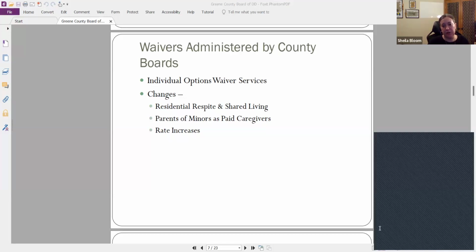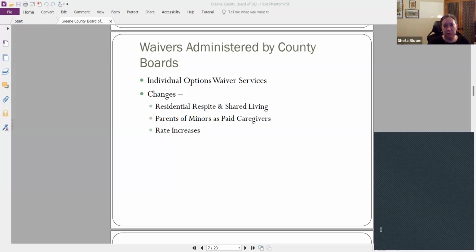So it is a way for family members and parents, caregivers who live with their individuals to receive payment as providers. This is for adults. So this is one of the biggest differences between shared living and the parents of minor caregivers or the extraordinary care rule. Shared living is for individuals that are over the age of 18, and extraordinary care is for minor children.